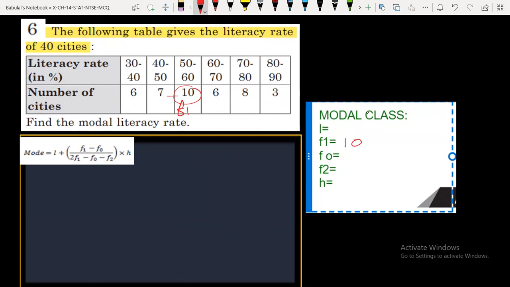The frequency just before it is f0, so f0 is 7. The one just after it is f2, so f2 is equal to 6.